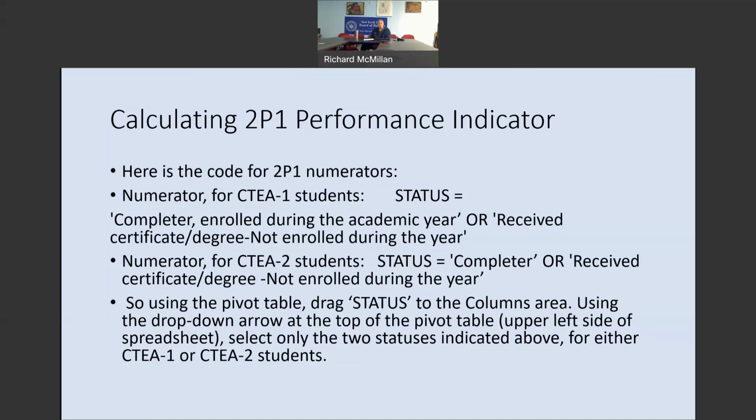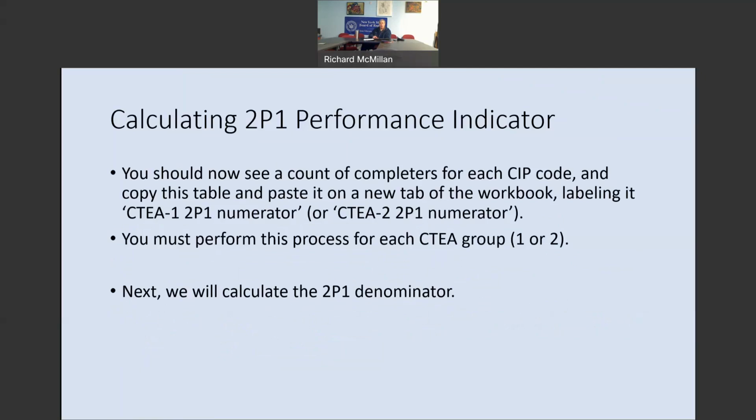So using the pivot table, drag status to the columns area. Using the drop-down arrow at the top of the pivot table, on the upper left side of the spreadsheet, click on the drop-down arrow, and then select only the two statuses indicated above for either CTEA 1 or CTEA 2 students. You should now see a count of completers for each zip code. Copy this table and paste it on a new tab of the workbook.